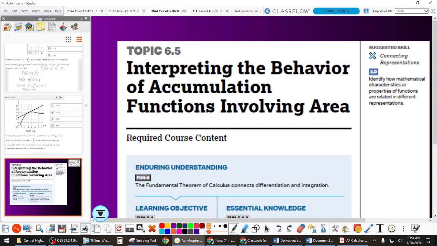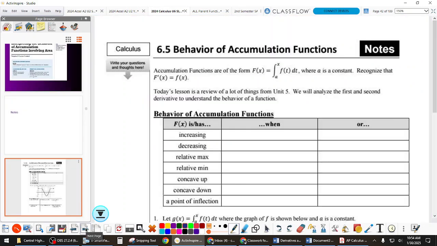So yeah, we're gonna do all that stuff, only now we're gonna have integrals in there. But we know what to do with that now, I think. So, accumulation functions, we know are in this form.